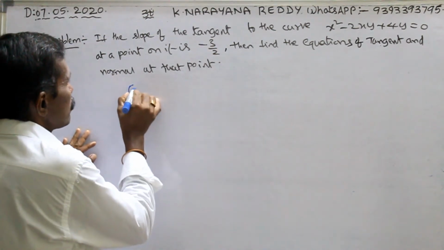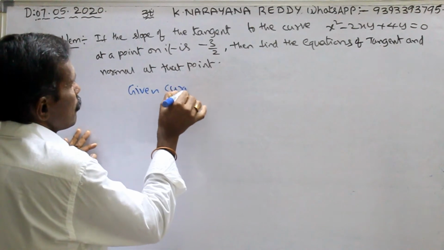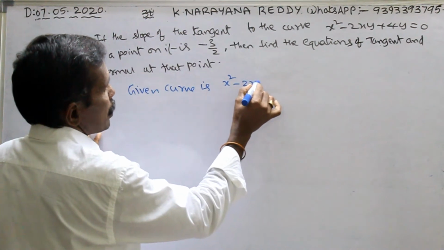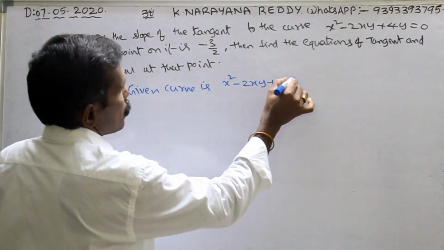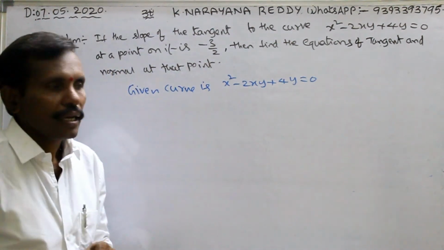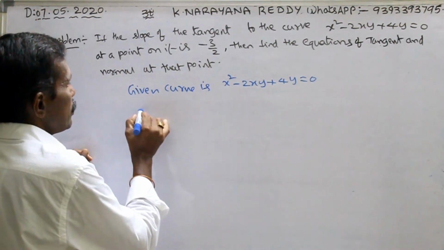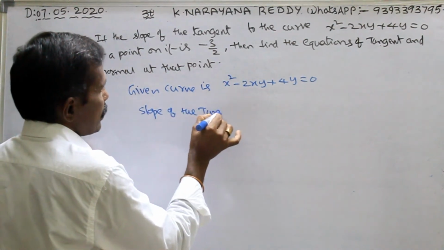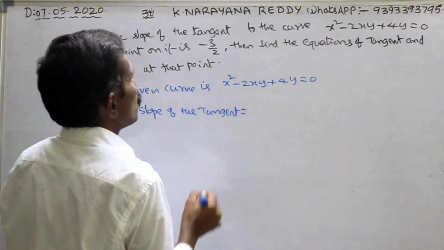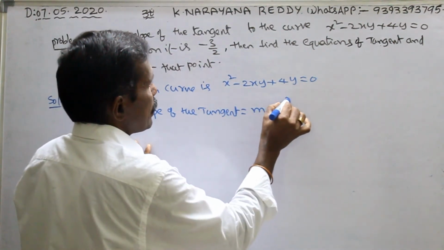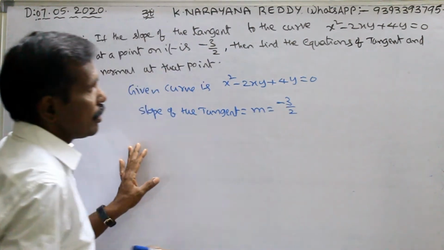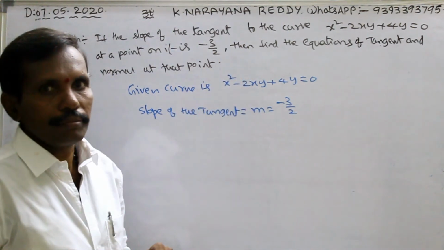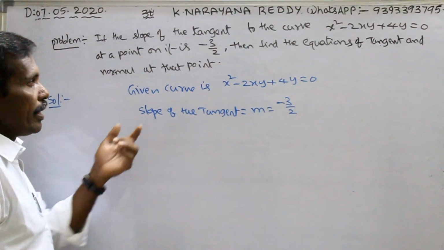The given curve is x squared minus 2xy plus 4y equals 0. This is the curve. Now, the slope of the tangent, m, equals minus 3 by 2. This is the slope. So this data is there in the problem. Now differentiate this.